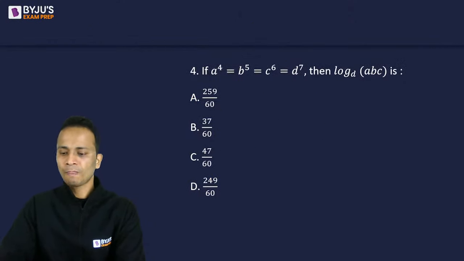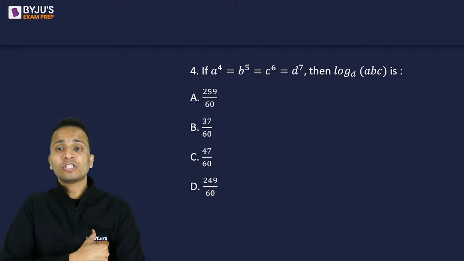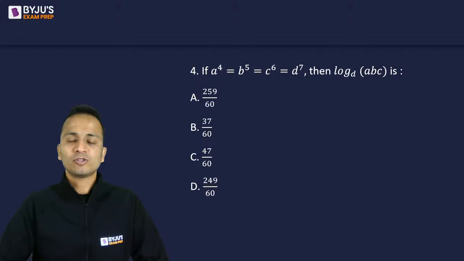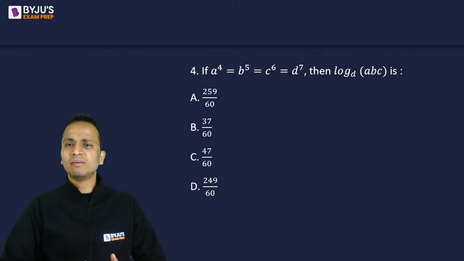Question number 4. This question is a previous year paper question of CAT. So CAT में ये वाला क्वेश्चन आ चुका है. बहुत सिंपल सा क्वेश्चन है.